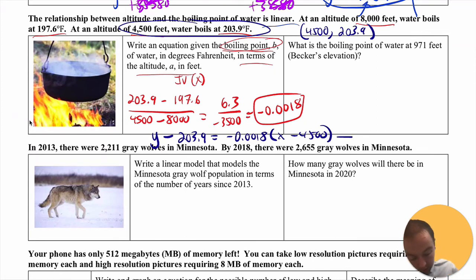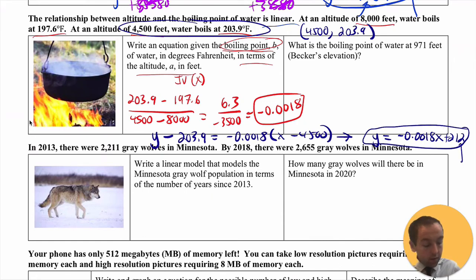So when you get it solved all of the way, what you end up getting is that y is equal to negative 0.0018 x plus 212. Okay, and that makes sense because 212 degrees is the boiling temperature of water, but that's when you're at an elevation of 0.